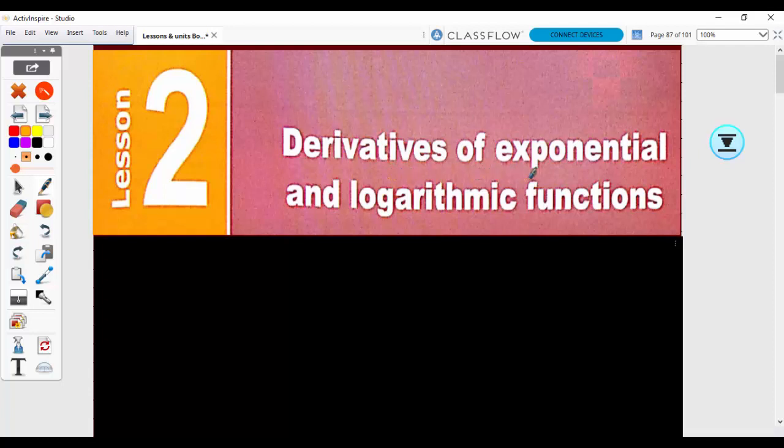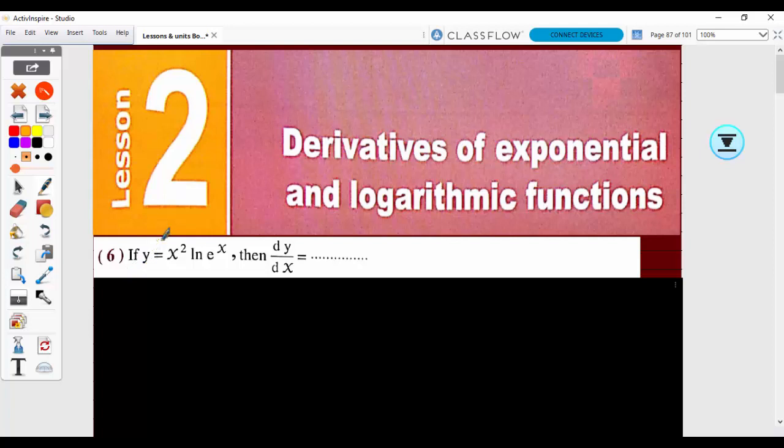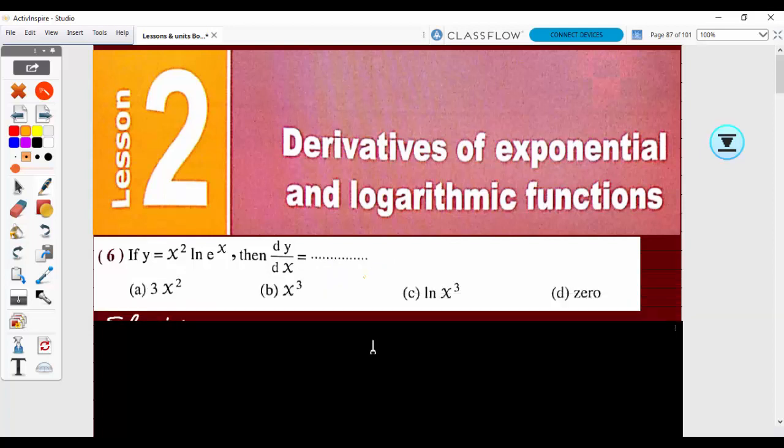Derivatives of exponential and logarithmic functions. Here we have question 6. If y equals x squared ln e power x, then dy dx equals 3x squared, or x power 3 ln x, or x power 3, or 0.